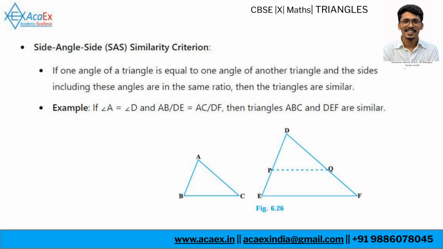Side angle side, SAS, similarity criterion. If one angle of a triangle is equal to one angle of another triangle, and the sides that include these angles are in the same ratio, then the two triangles are similar.